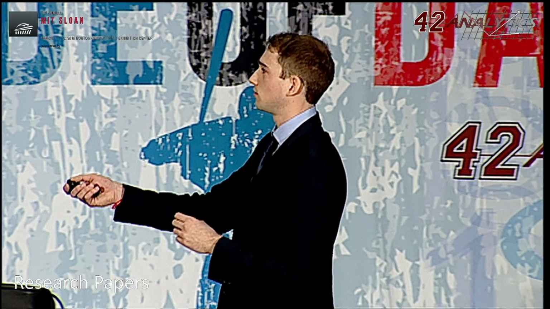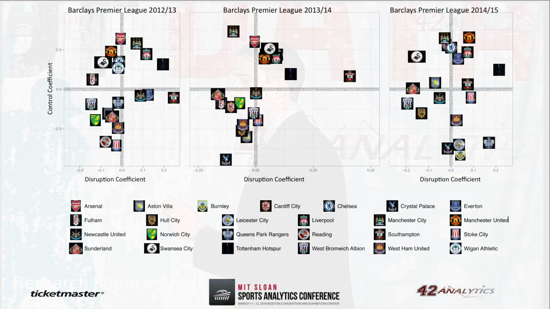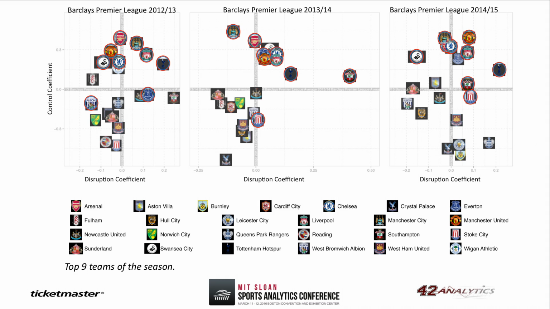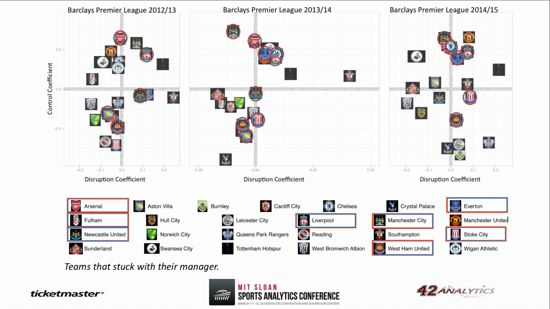And you can see, so this is so far away, my pointer isn't going to work, but you can see that the top teams had an above average control coefficient, and they tended to have a pretty high disruption coefficient. This makes sense. One really interesting observation that came out of this is the fact that teams that stuck with their manager for 2 or more seasons tended to have consistent coefficients across the different seasons. And if you look at, for example, Arsenal right there at the top, they haven't moved. And they're playing exactly how Wenger likes it. But now we can also quantify the way his team played.